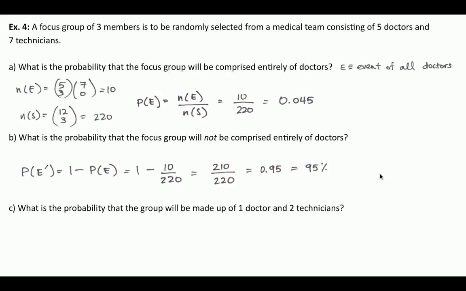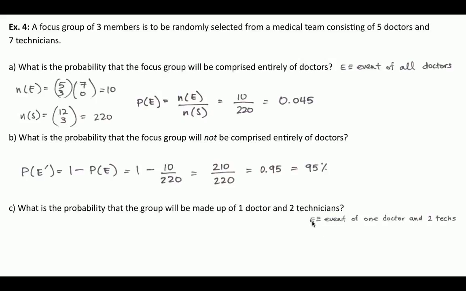Now we can figure out the probability that the group will be made up of exactly 1 doctor and 2 technicians. Again, we're going to revisit something up here that we did before, but instead of having a 0 down here, because that was the case where we had no technicians, we're going to say exactly 1 doctor, exactly 2 technicians.